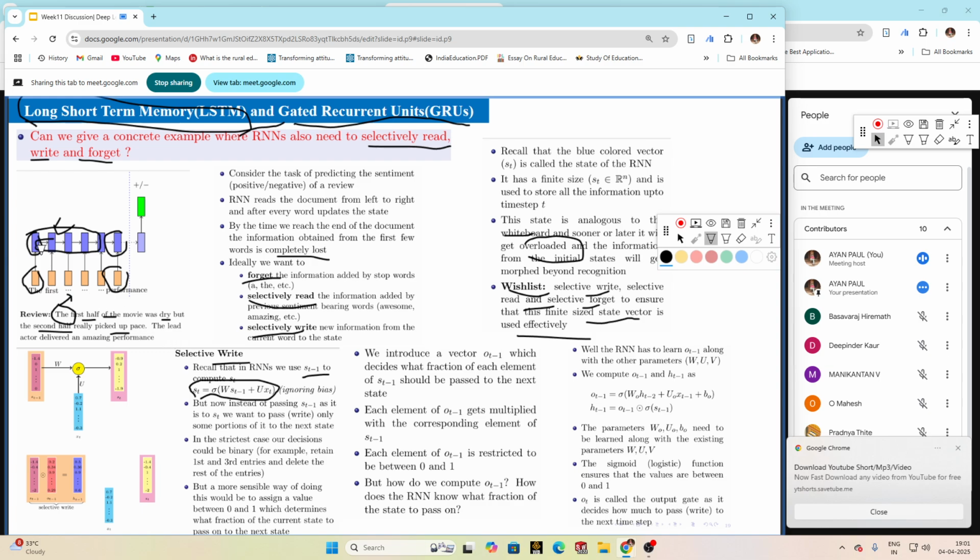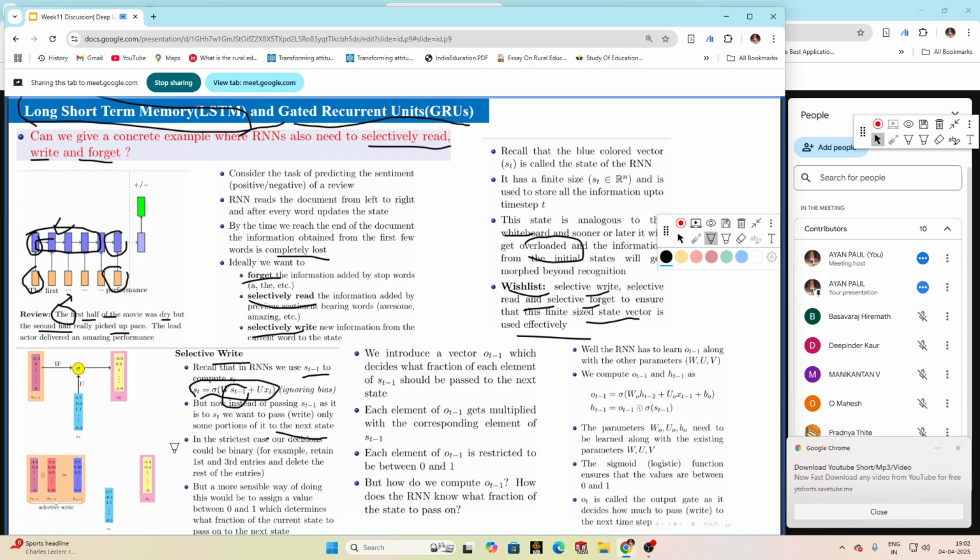What you need to do is multiply the weight W into the information of the previous hidden state, plus U into the information given from the input of this state. So this is the thing. We are just ignoring bias as of now. But now, instead of passing s_{t-1} as it is to s_t, we want to write only some portion to the next state. Previously we were giving s_{t-1} completely, but now our idea is to give only some portion of it.